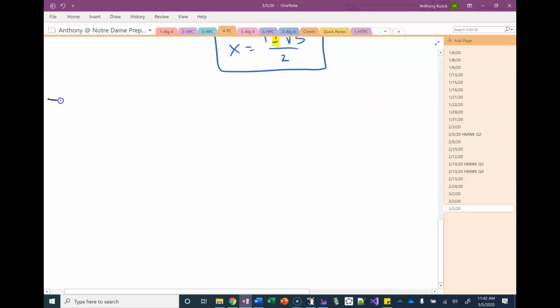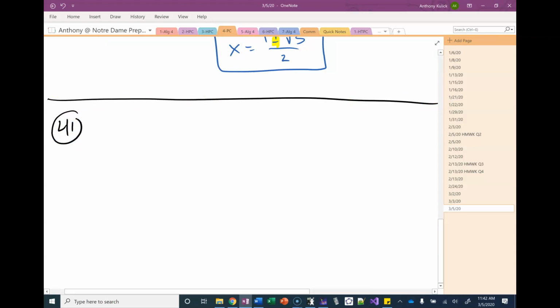And just FYI, I wrote down a lot of stuff there. You don't necessarily have to write down all those steps that I just wrote down, but I wanted to make sure that it was pretty clear what it is that I was doing. Okay. This one maybe we can do without writing as much down.